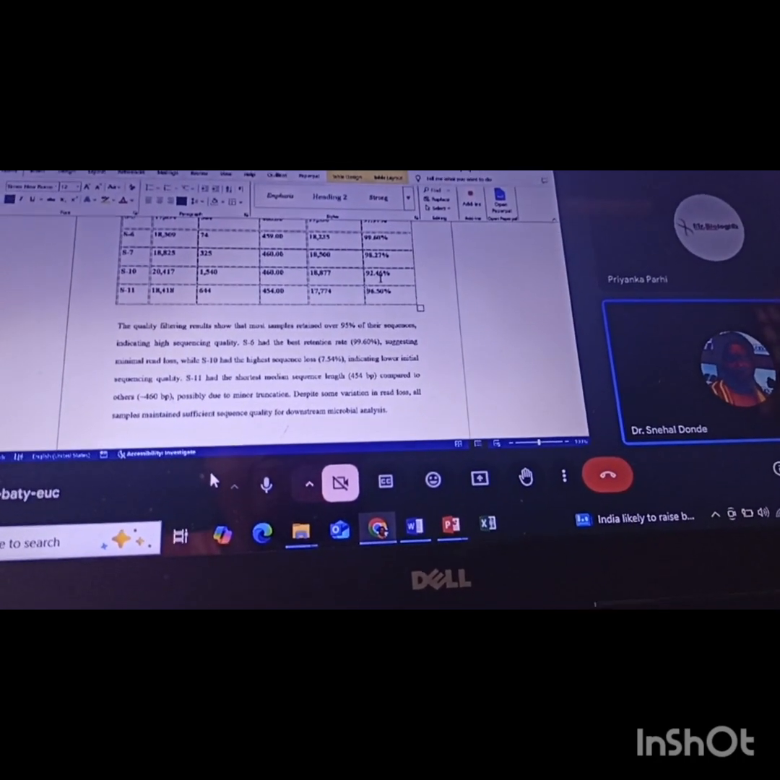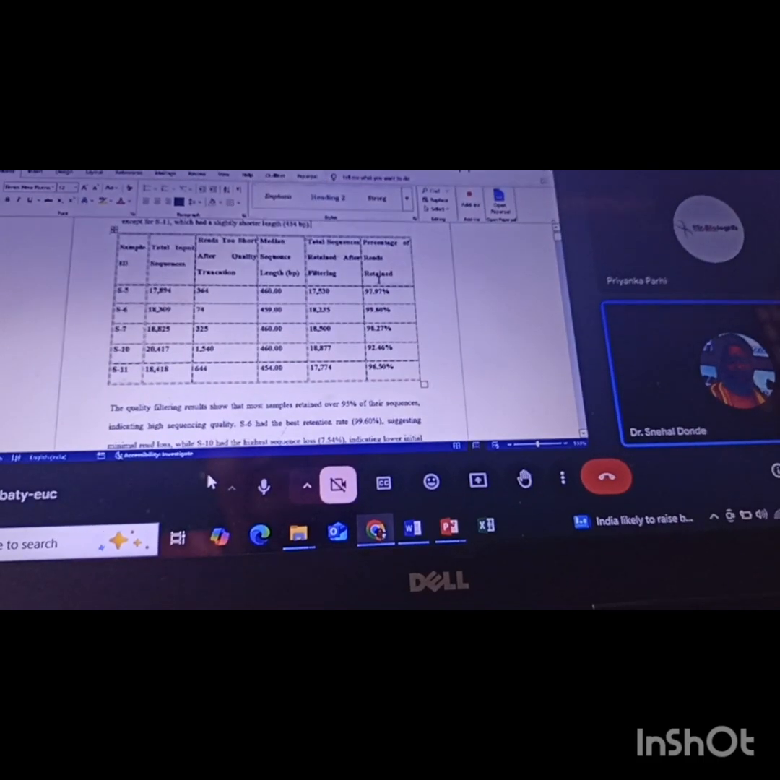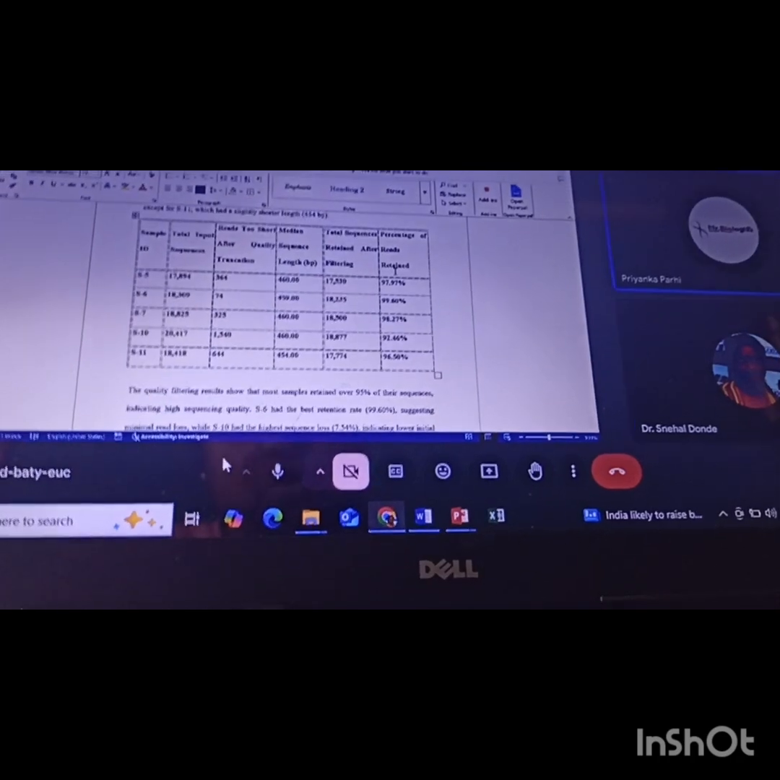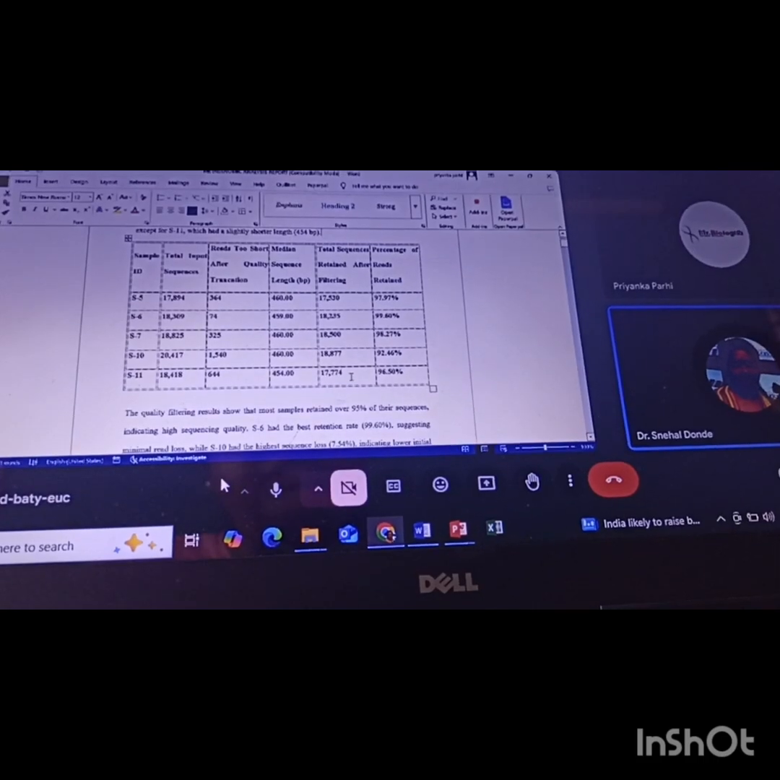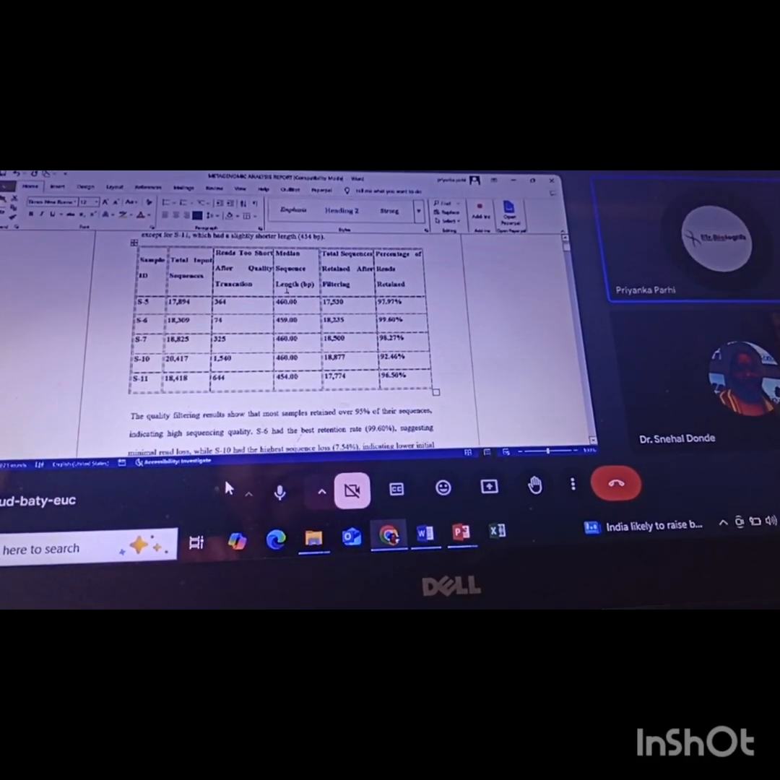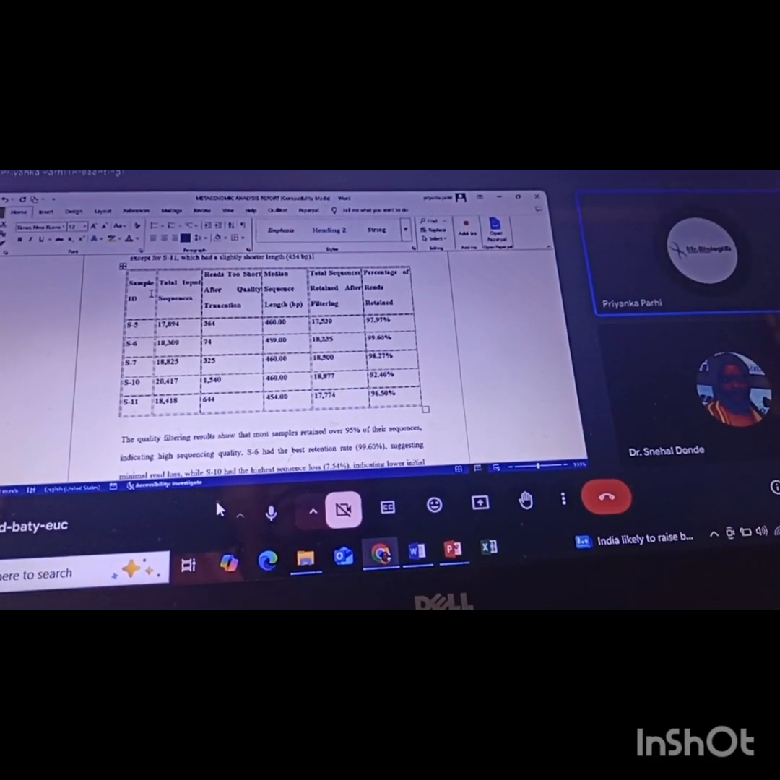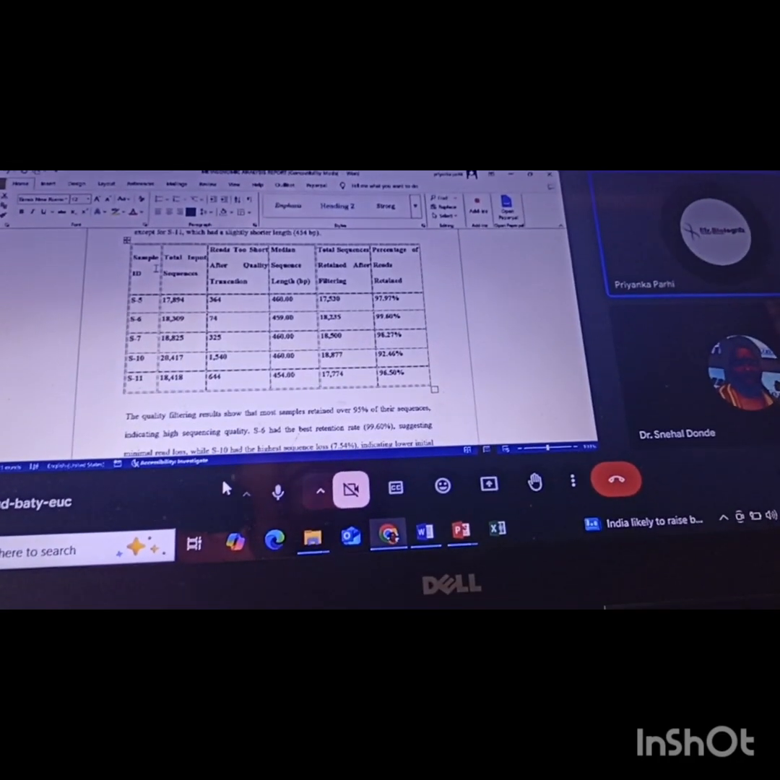So the way the numbers are put, for example 96.60 for S6, and the total input sequence you have shown as 18,309. How do I say that the total number of sequences is that much? No, it's just how many total sequences were added first, which is the total input. How we analyze is we first add the sequences, and then we see how many sequences can be read.